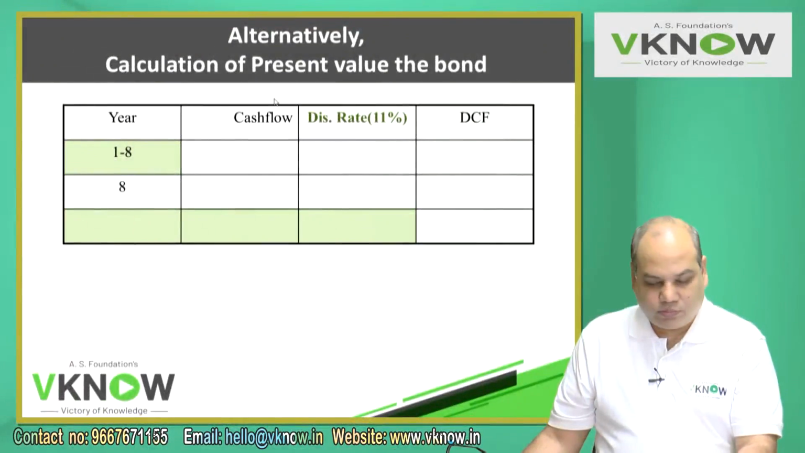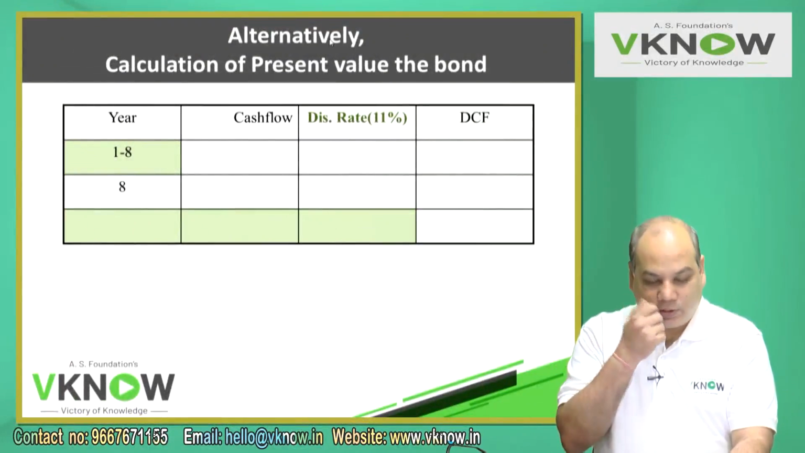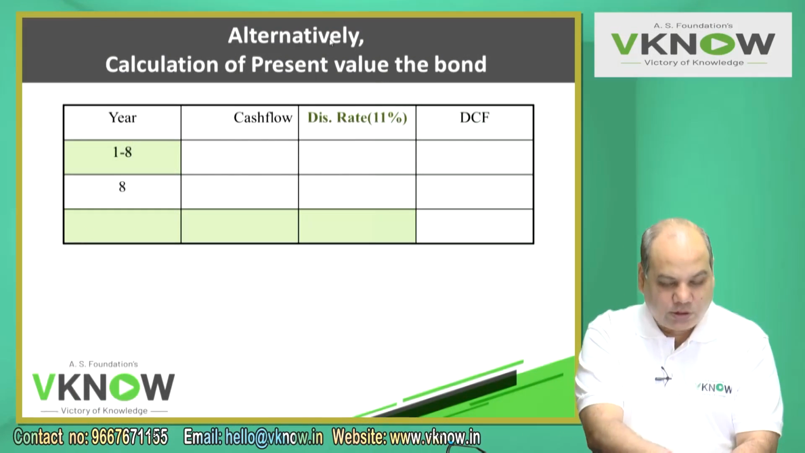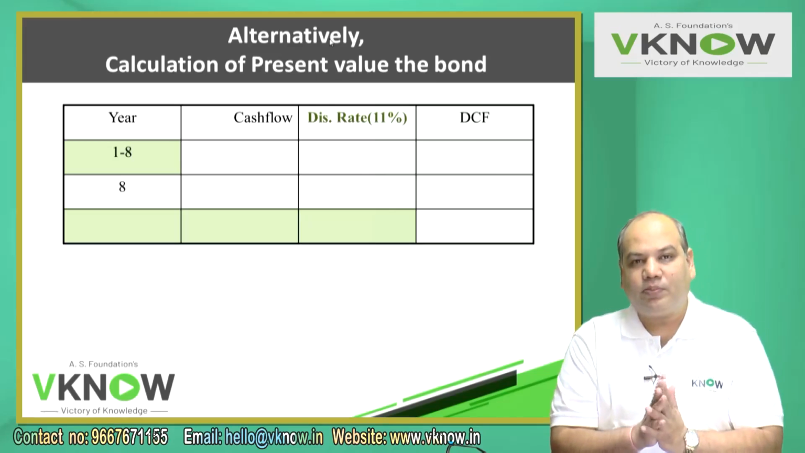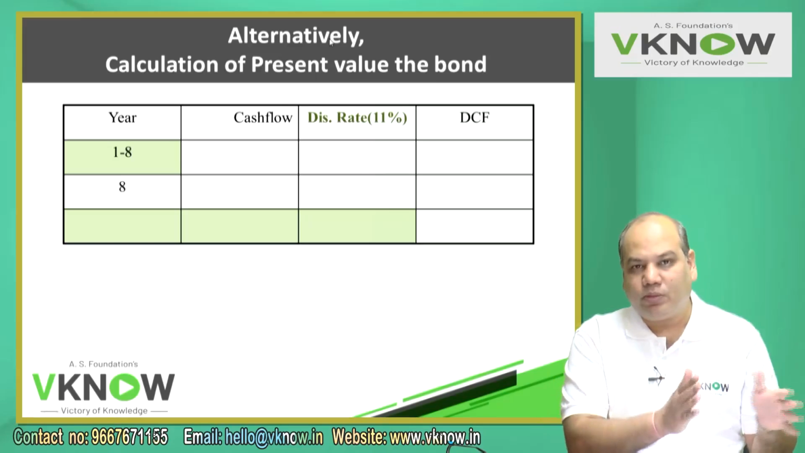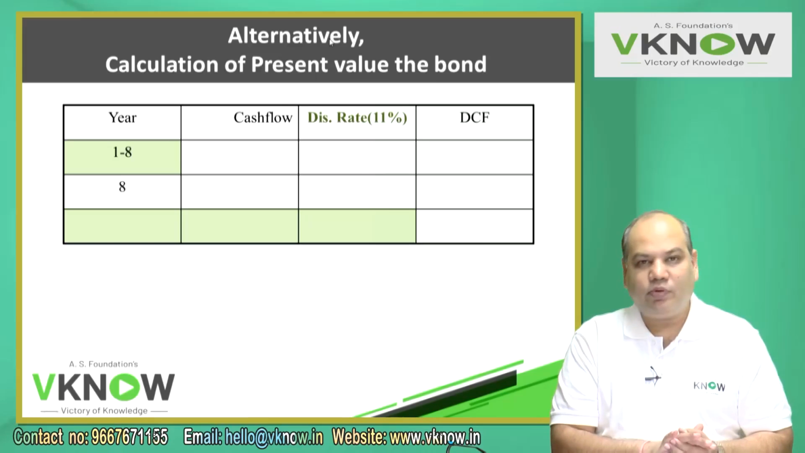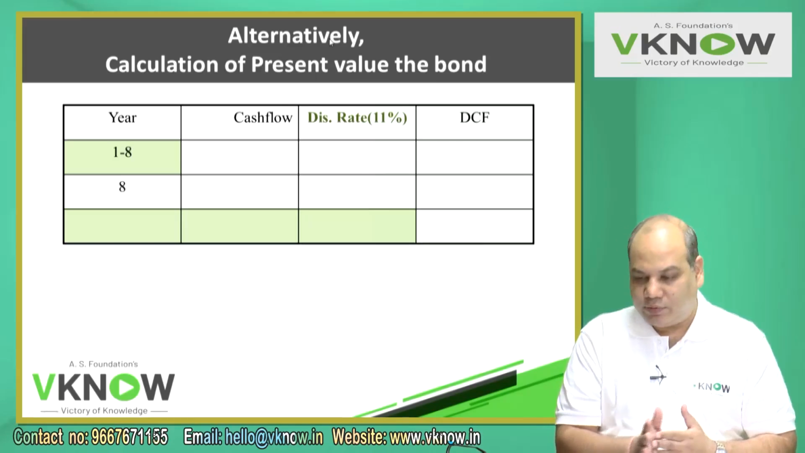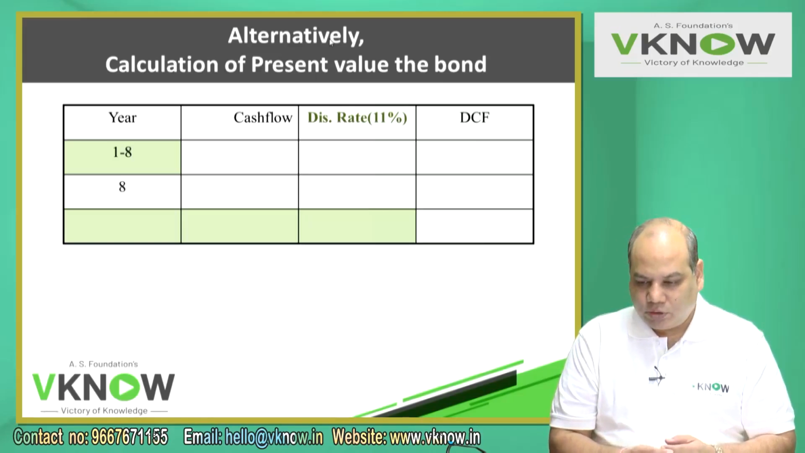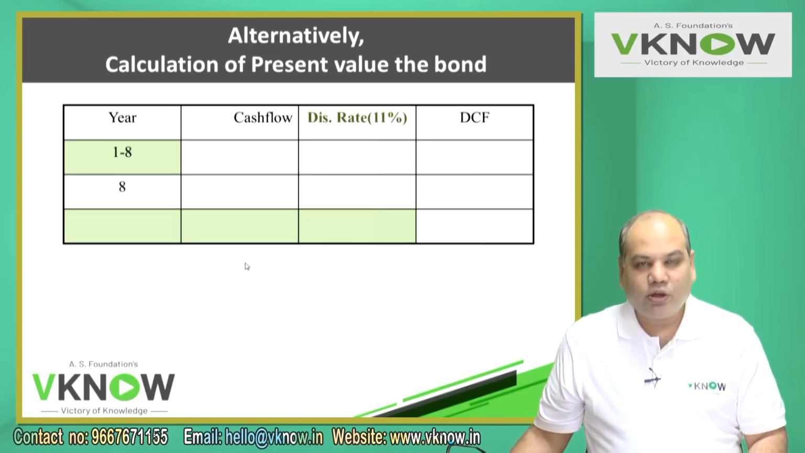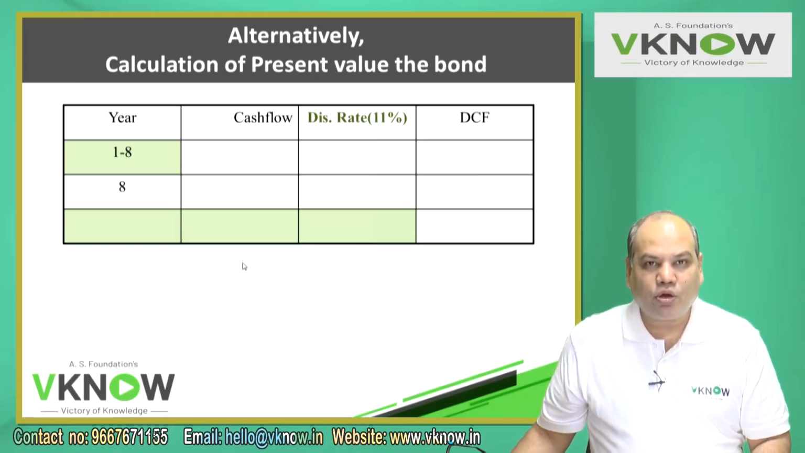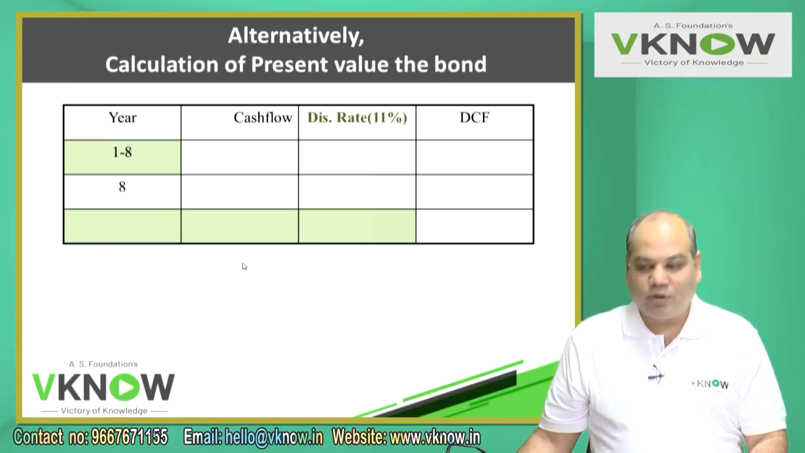And now write down alternatively. Alternatively, we can solve by one more method. The question was, should we invest in this bond if my target return is 11%? So another method is comparing the intrinsic value with the market price of the bond, and then we will take a decision. So write down alternatively, calculation of present value or intrinsic value of the bond. You can write in the notebook.